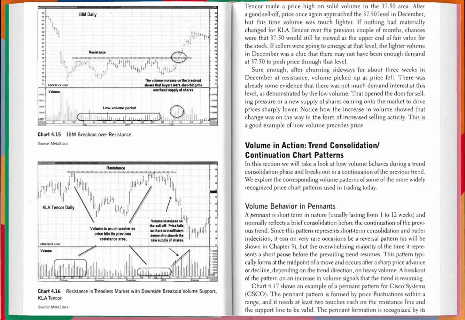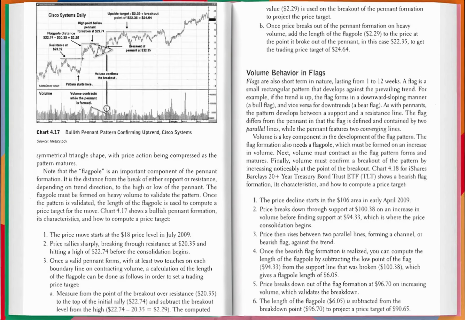The pennant formation is recognized by its symmetrical triangle shape, with price action being compressed as the pattern matures. Note that the flagpole is an important component of the pennant formation. It is the distance from the break of either support or resistance, depending on trend direction, to the high or low of the pennant. The flagpole must be formed on heavy volume to validate the pattern. Once the pattern is validated, the length of the flagpole is used to compute a price target for the move.